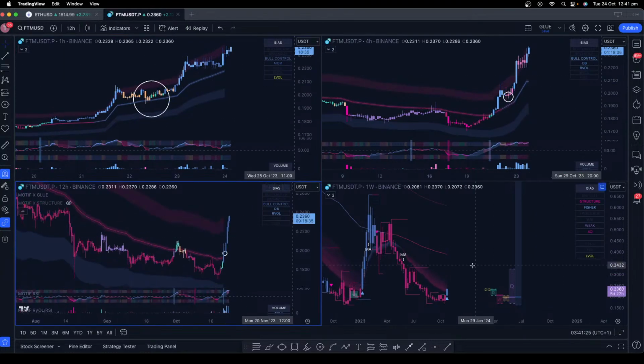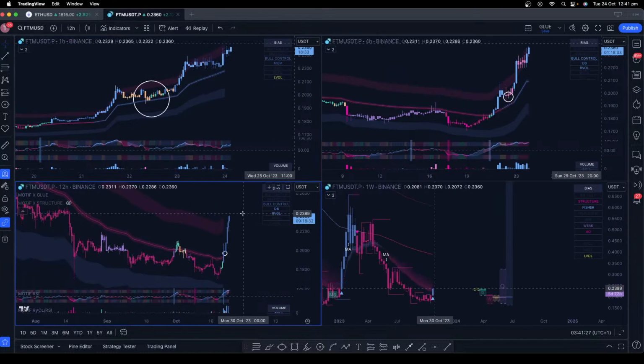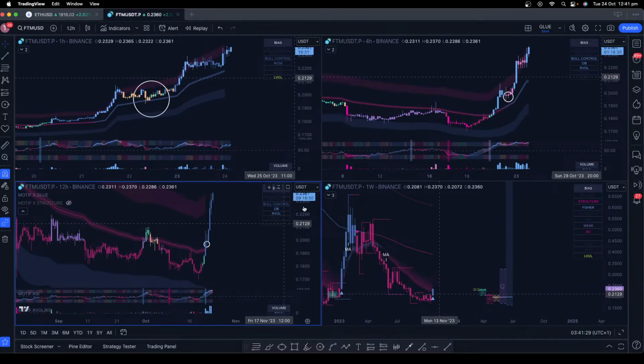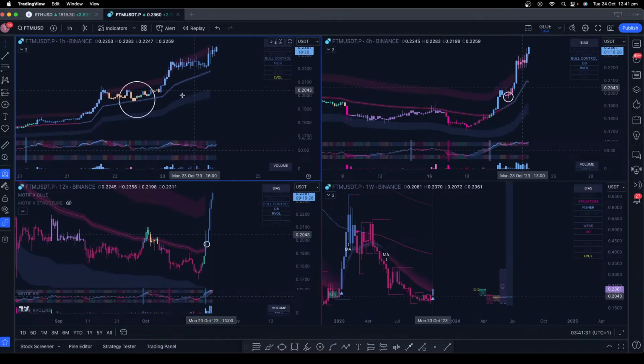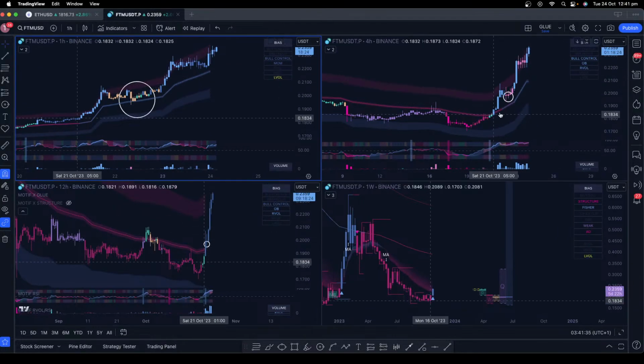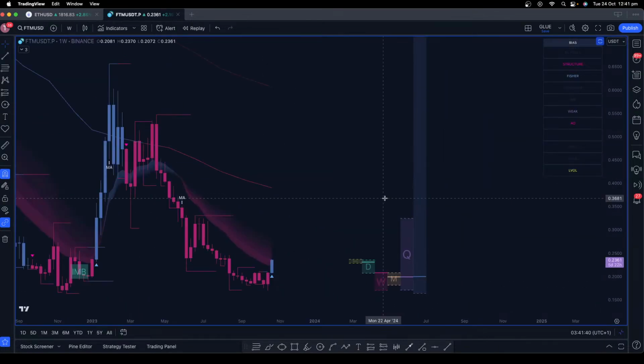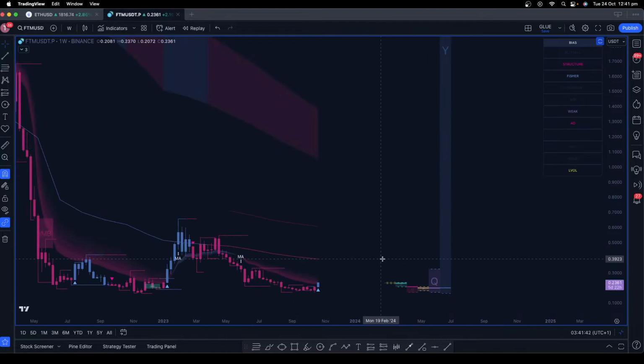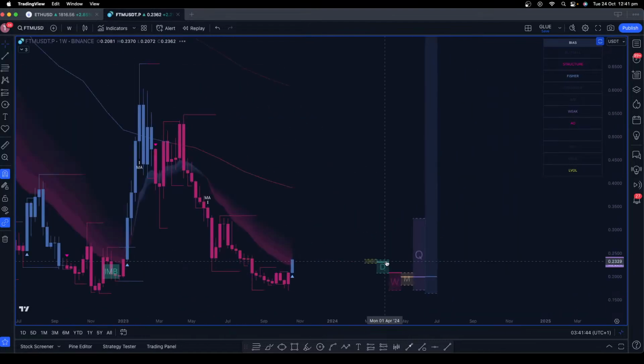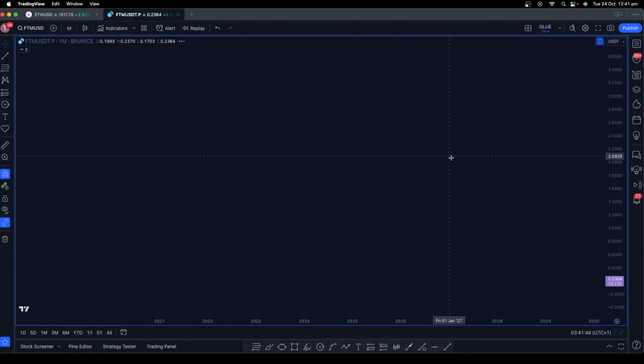Unfortunately for FTM, we've missed that move right now, but what I'm looking for is a pullback. I'm not going to chase this price now. I want to see a pullback. I want to see something like this again on the low time frame. What's nice is we are getting on the weekly a buy signal on FTM. So this is definitely something to pay attention to.